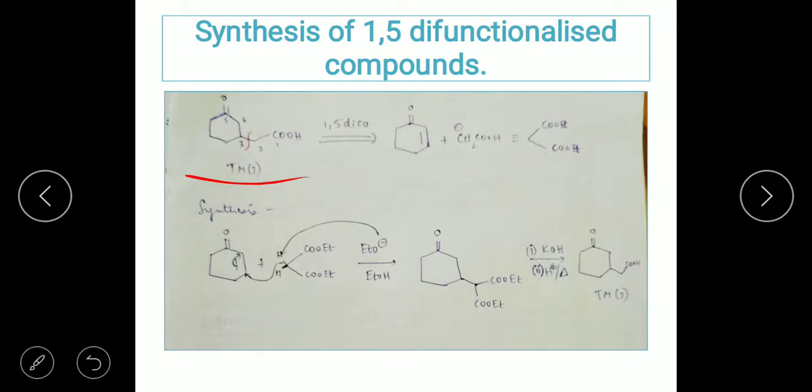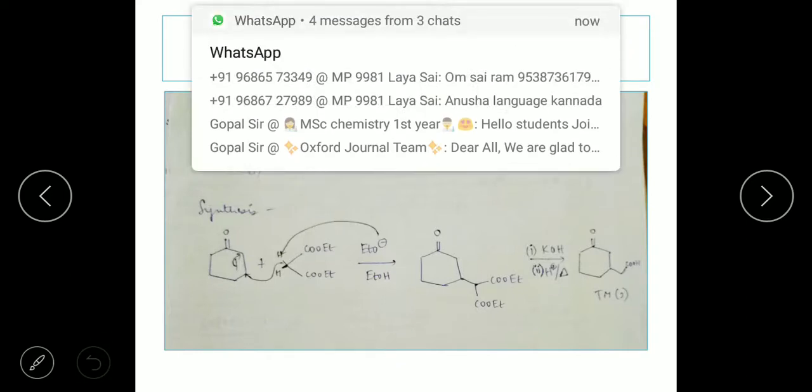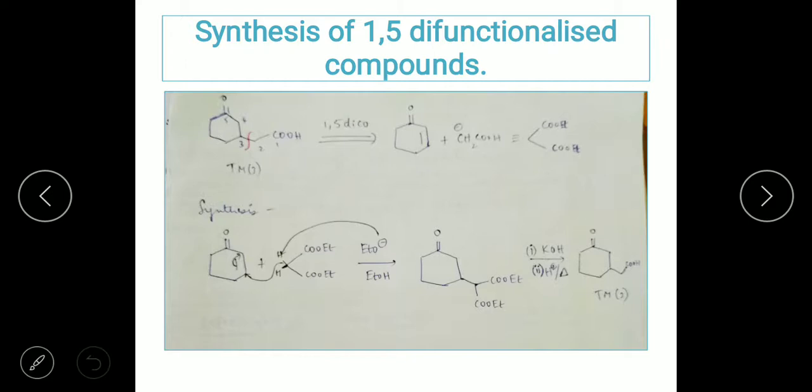Next, we have target molecule 3. So here again you see there is the ketone group and there is the acid group. Once you start numbering, the numbering starts from the carboxylic acid, 1, 2, 3, 4, and 5. Ketone gets the numbering 5. So hence it is a 1,5 difunctional compound. Now we can use the 1,5 disconnection.